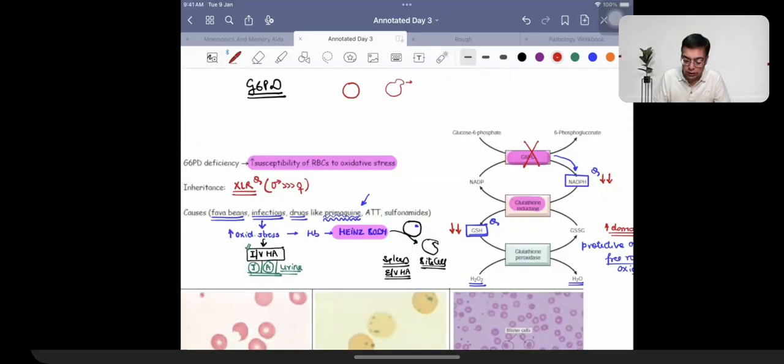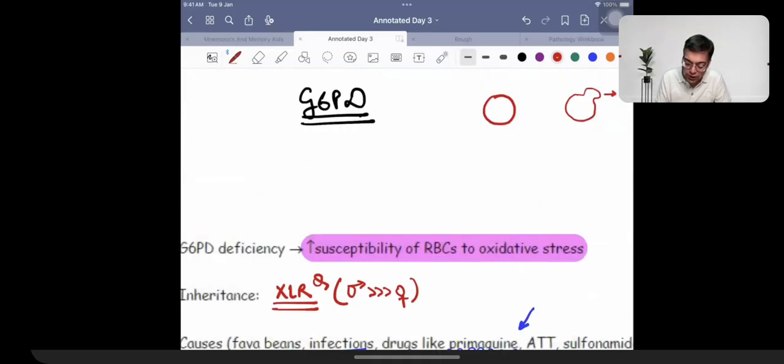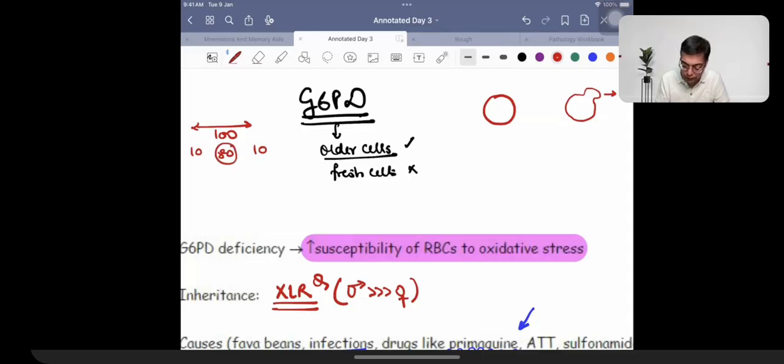Now, when we are talking about G6PD deficiency, please remember G6PD deficiency is selectively going to target older RBCs. It targets older RBCs. Fresh cells are not affected by it. So imagine what is going to happen. Suppose there are 100 cells. Out of 100 cells, say 80 cells are of middle age, 10 are old, 10 are young. So these 10 cells which are old are going to die first. They will die first.